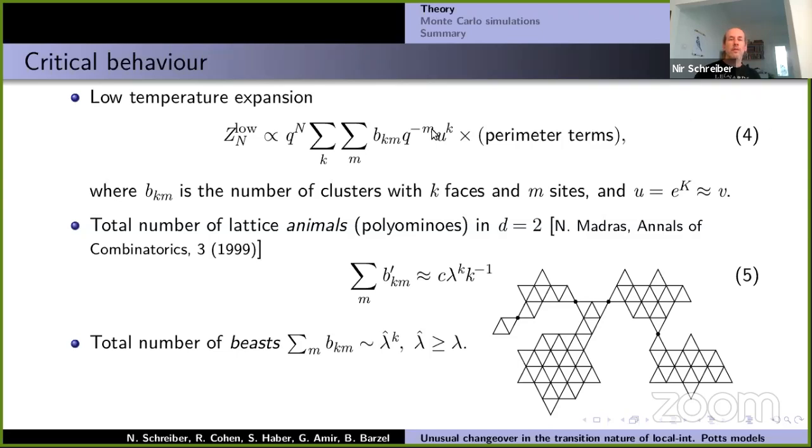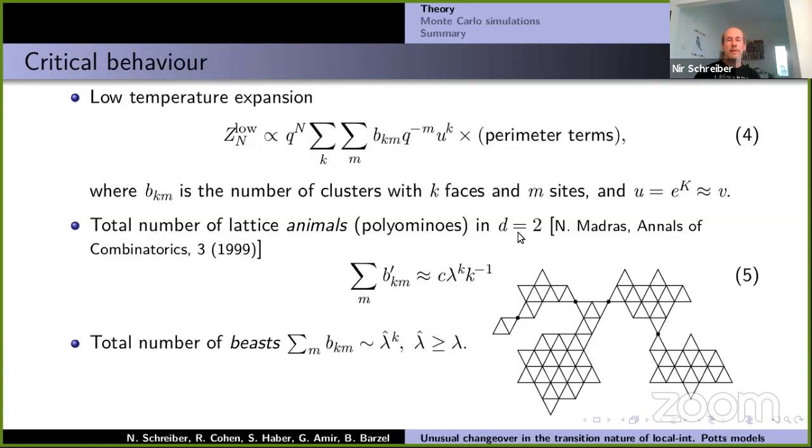Since we are interested in the behavior near criticality, and since of course the problem of graph counting is very hard, we can approximate the problem into a problem of a single graph, a single large component, which typically scales as the volume, and evaluate this expression. So we wish to evaluate the number of such big clusters with K faces and M sites.